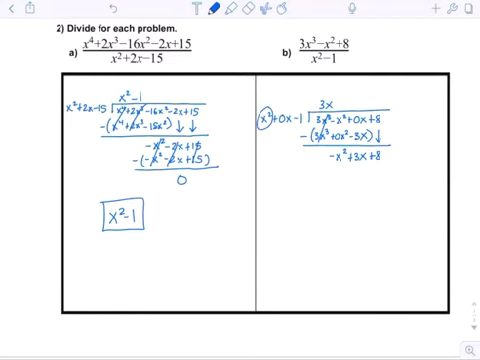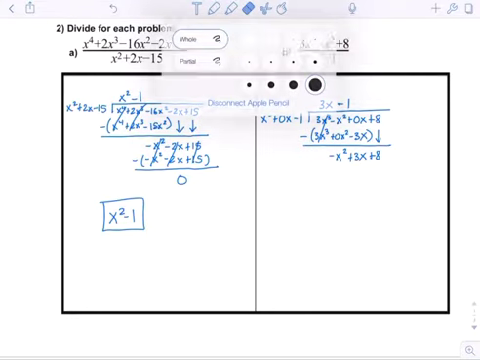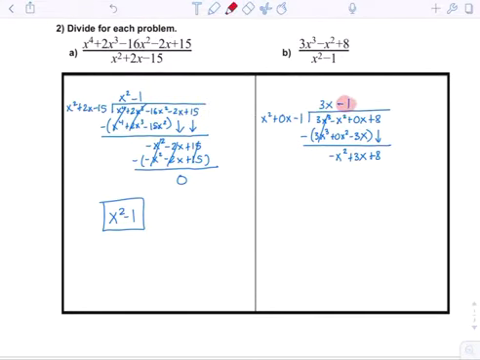Alright, this times what will give you negative x squared? Well, x squared times negative 1 will give us negative x squared. So, negative 1. Now we gotta distribute this to each one of these terms. Negative 1 times x squared is negative x squared. Negative 1 times 0x is 0x, and negative 1 times negative 1 is positive 1.